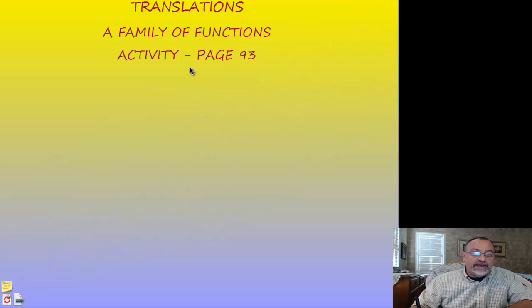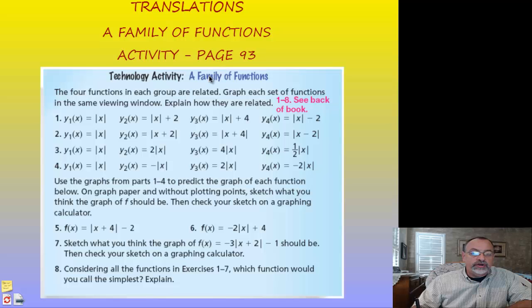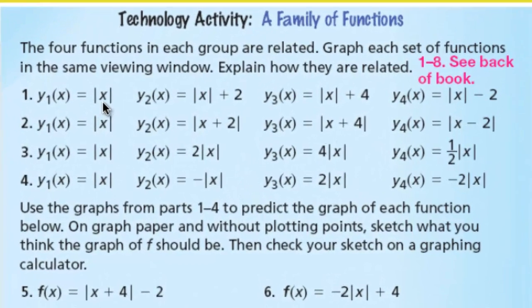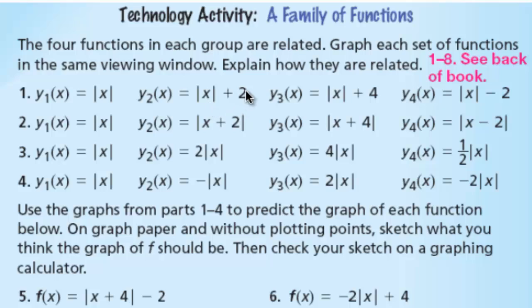Now, there is an activity that I would like you to do on your calculator. If you go to page 93, I'd like you to do this exercise. Just go ahead and stop the video and do this exercise here, and see how these different numbers affect the graph as you see it. In other words, we have the absolute value function, that's the parent. Then you add a +2 on the outside. What does that do to the graph? What does a +4 on the outside do? And what does a -2?